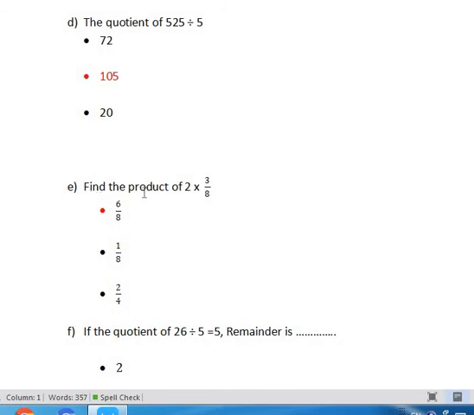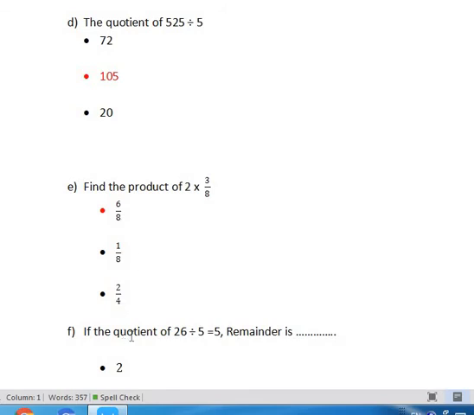Here I have find the product of 2 times 3/8. Consider this 2 over 1. So 2 times 3 equals 6, and the denominator 1 times 8 equals 8.